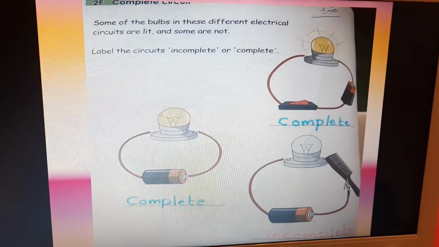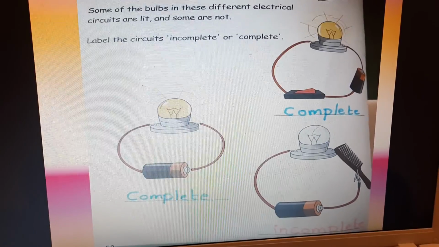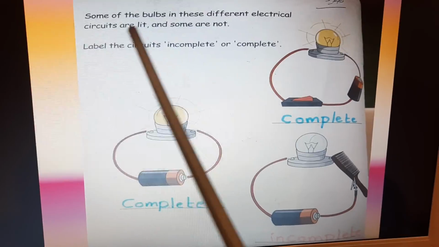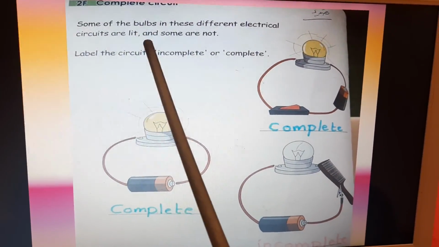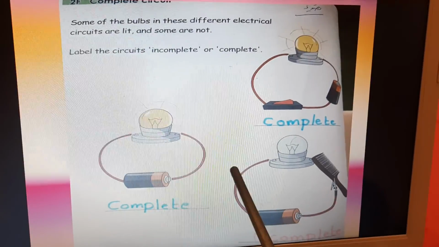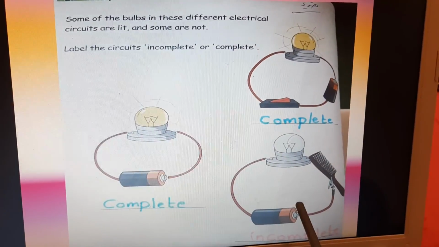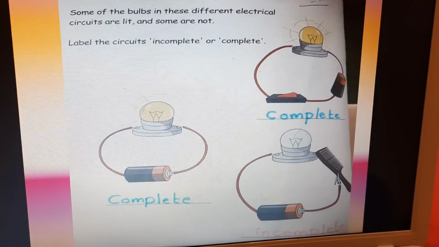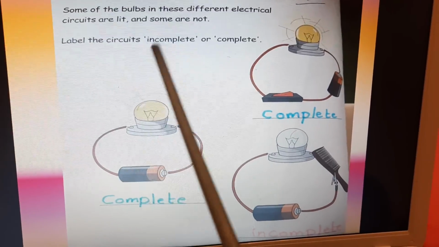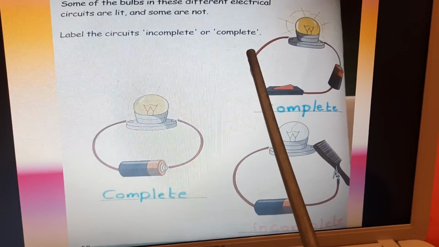Okay. Now, open your book at page 58, please. Some of the bulbs in these different electrical circuits are lit. يوجد هنا دارات مضيئة. And some are not. Here we have circuits. يوجد دارات كهربائية. Circuits. Okay. Label the circuits incomplete or complete.